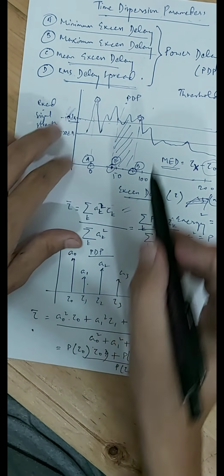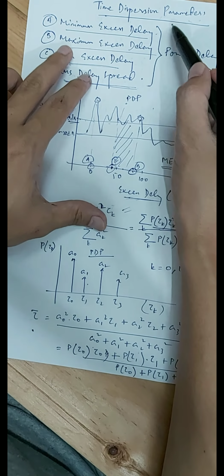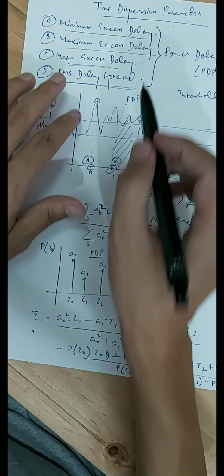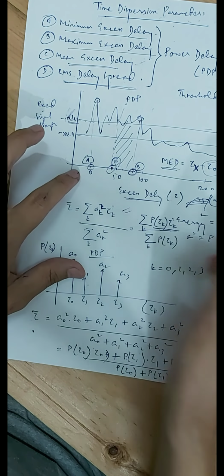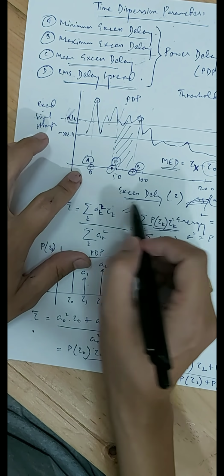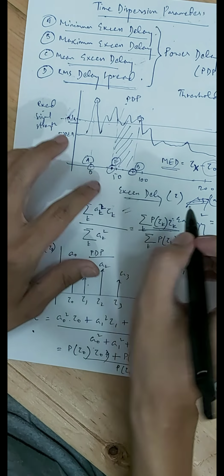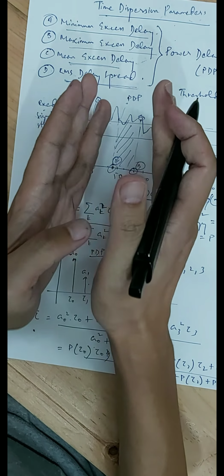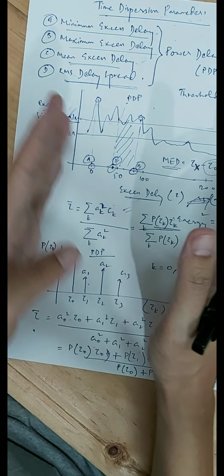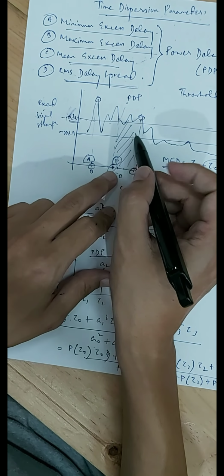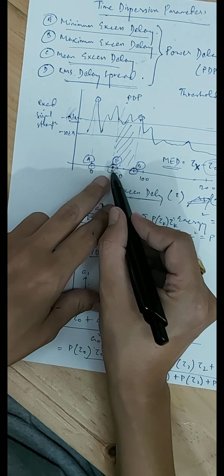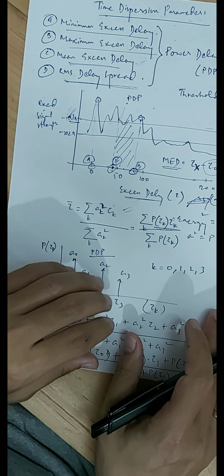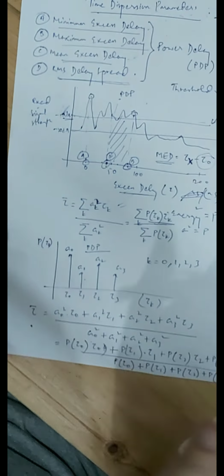So minimum axis delay, maximum axis delay, mean axis delay, they are the instant points of axis delay. They are the points in the axis delay. But RMS delay spread is the range of axis delay, the spread of axis delay between your mean axis delay and your maximum axis delay.